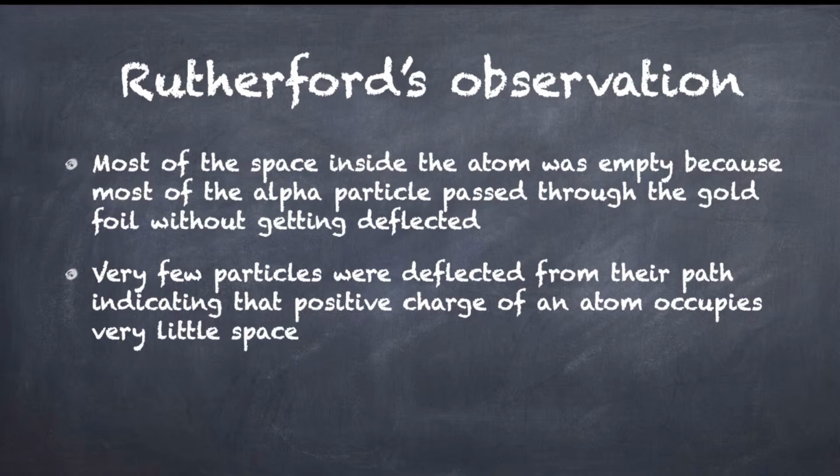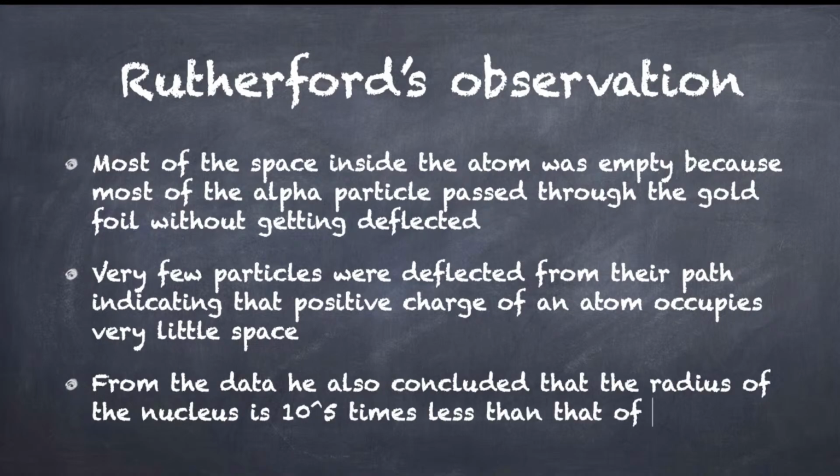Very few particles were deflected from the path, indicating that the positive charge of an atom occupies very little space. So, from his experiments, he concluded that the radius of the nucleus is 10 to the power of 5 times less than that of the atom. That is, the nucleus is very, very small inside the atom. So, let's look at Rutherford's observation once again.